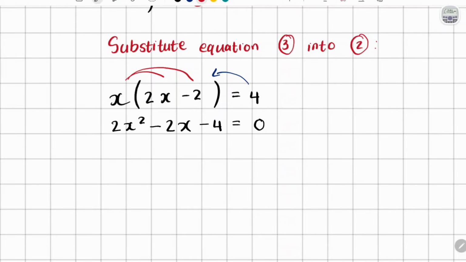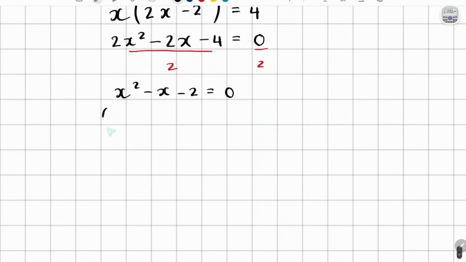Okay, so we have a common factor of 2. So we can just divide both sides of the equation by 2. And so now we have x squared minus x and then minus 2 is equal to 0. Then we have to factorize this, and this is a simple one to factorize. Open up 2 brackets is equal to 0. And you can use the quadratic formula, but just don't show them so that if there are mark allocations for factors, you will get those marks.